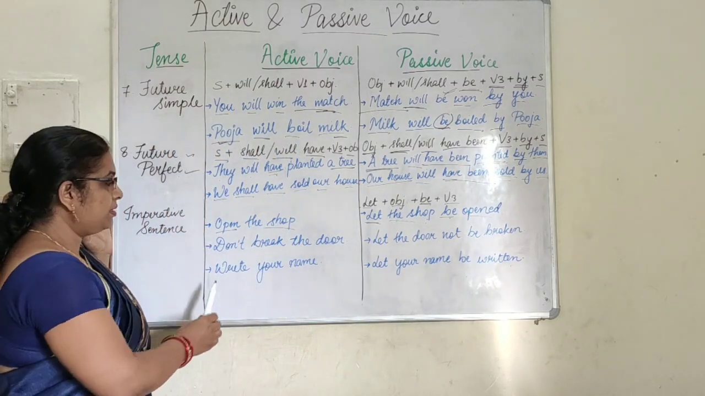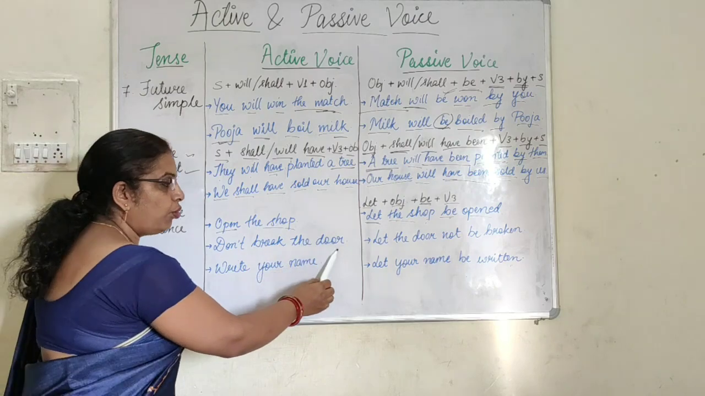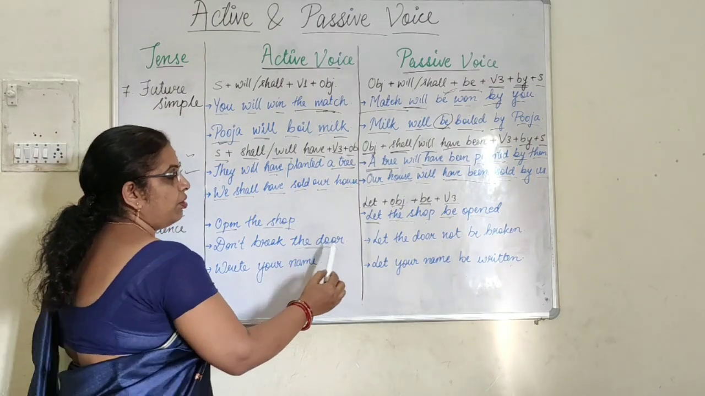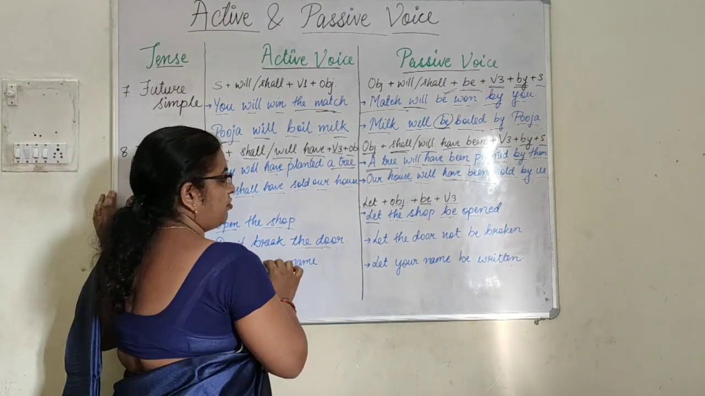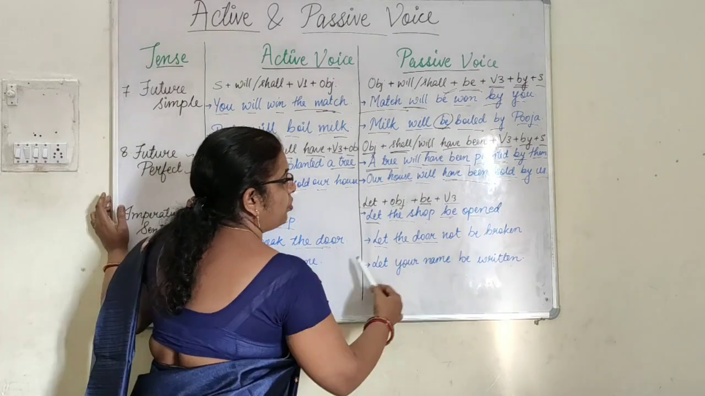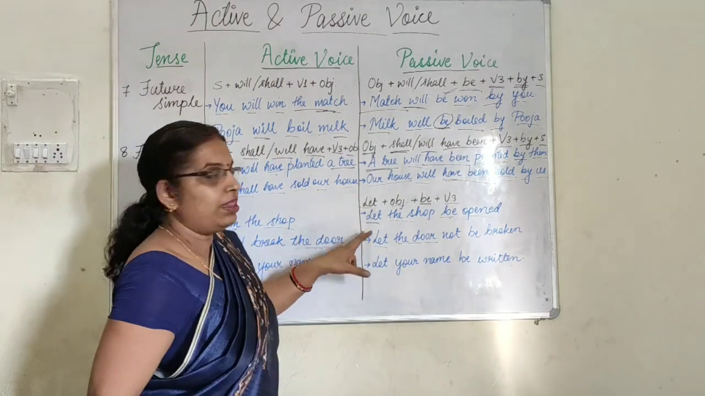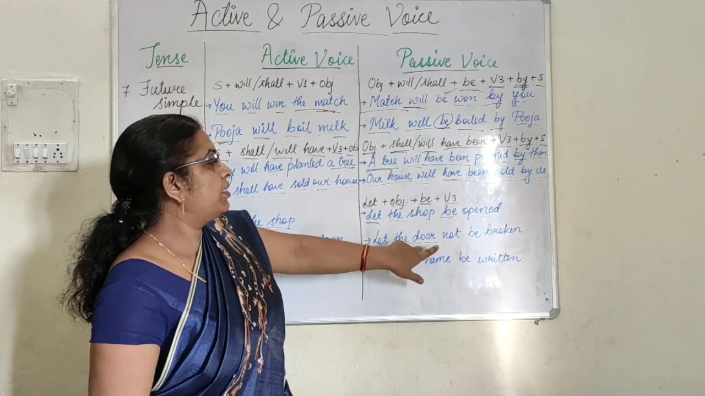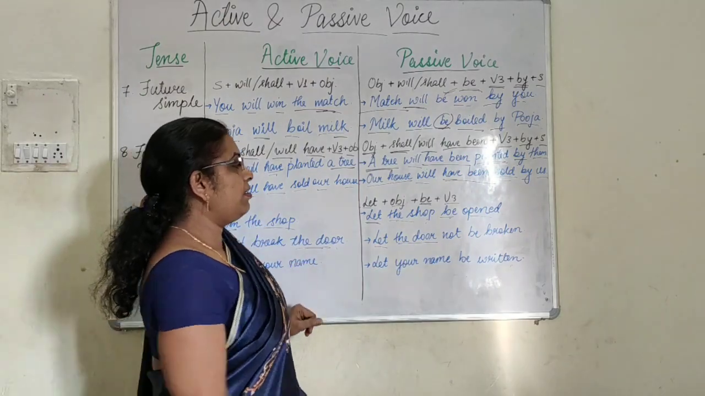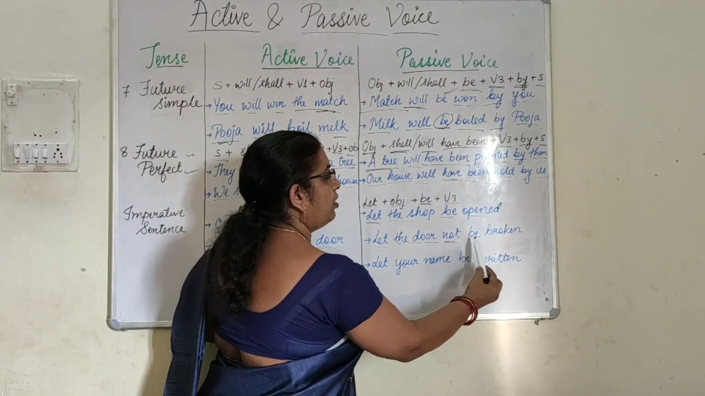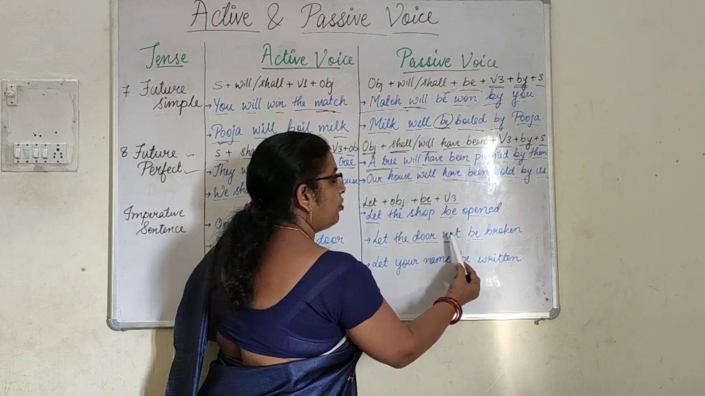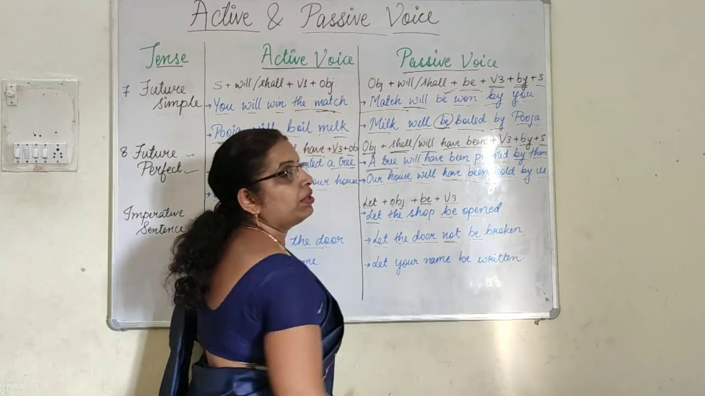See the next example, don't break the door. The door is the object. You have to start with let, then the object. As it is a negative sentence, you have to add not. Let the door not be broken, verb, third form.